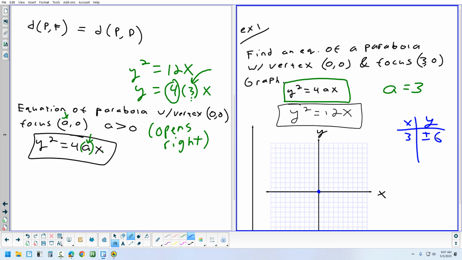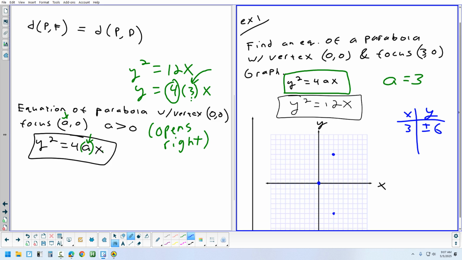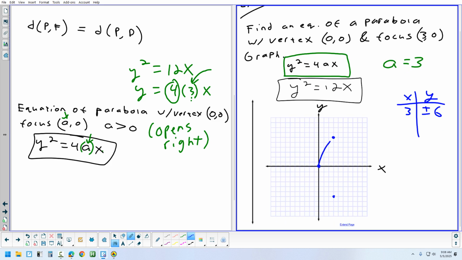Right? When you plug in one x value, you get 2 y values. So it fails the vertical line test. So 3, 6, 3, -6. Now you don't have to plug in 3. You can plug in any number you want. Has to be bigger than 0. But you can plug in any number you want. You're just going to need a calculator if you get into decimals. All right, and just sketch your parabola. Kind of like that.